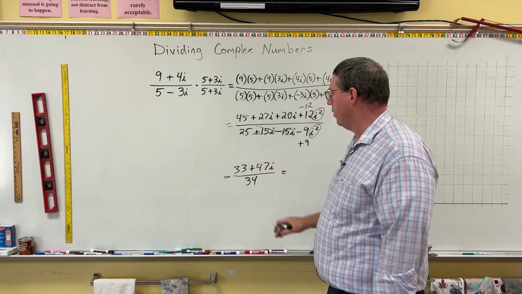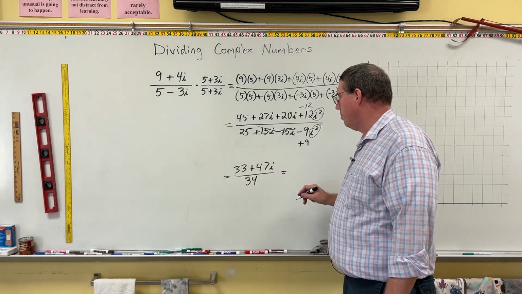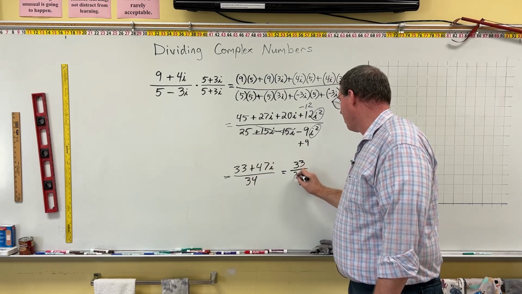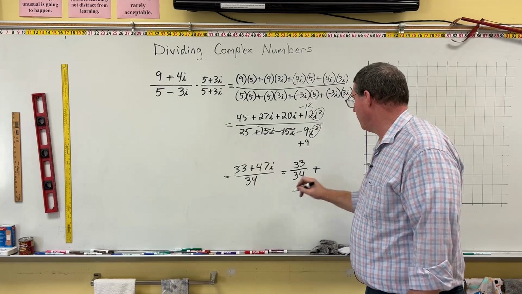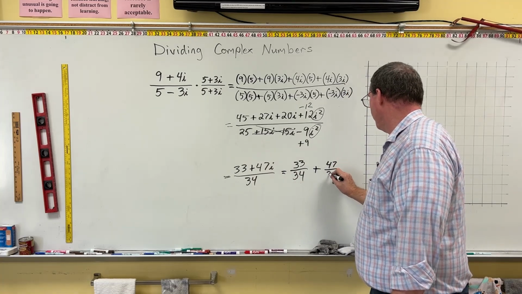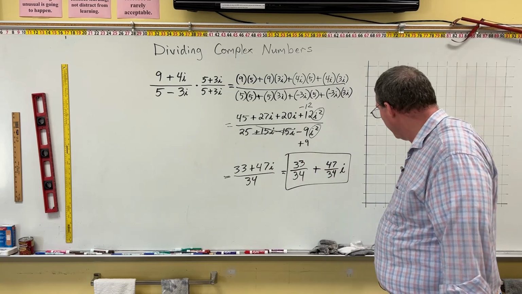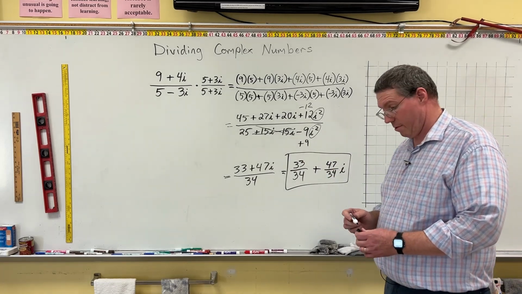And so now we have to split it up into two fractions so that it's in a plus bi form. So we're going to have 33 over 34, that's a, plus, in the middle, 47 over 34 i. And this is our answer. Okay? And that is dividing complex numbers.